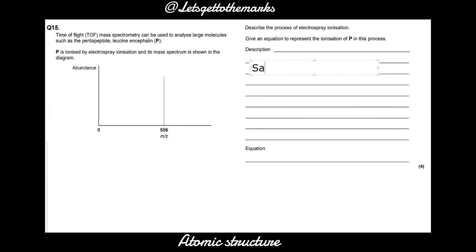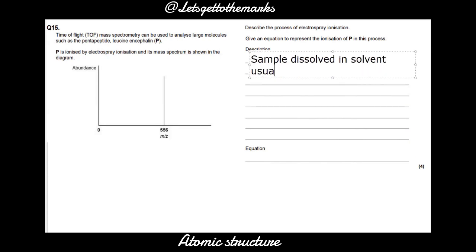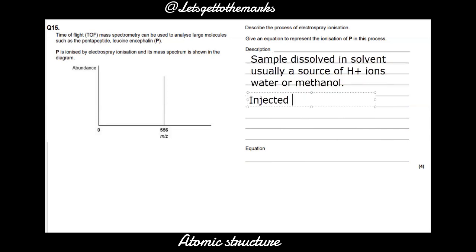Okay, so the first thing with electrospray ionization is to dissolve the sample P in a solvent. You can say methanol or water for this, if you want to give an example of a solvent, or you can just say solvent. The second part of this is that we need to vaporize it. So what we're going to do is inject it through a nozzle, but also we want to charge it as well. So we're vaporizing it through a nozzle under high voltage.